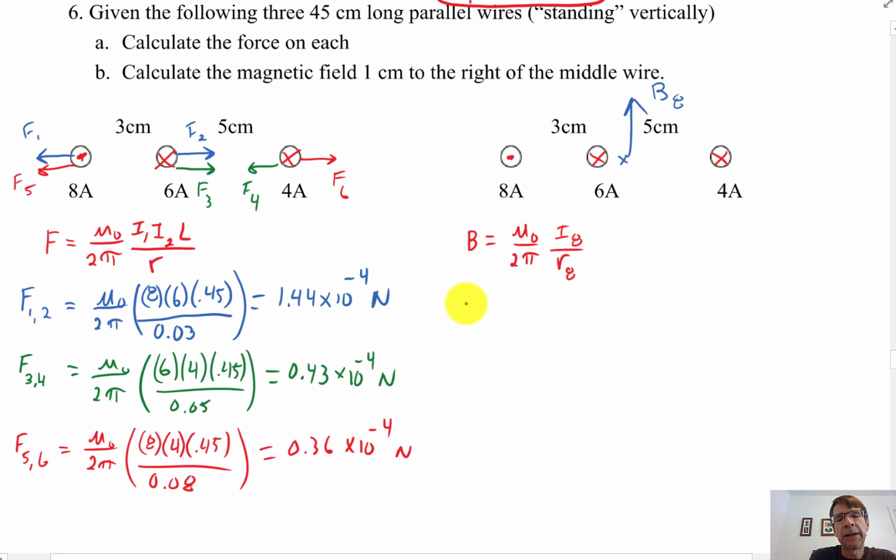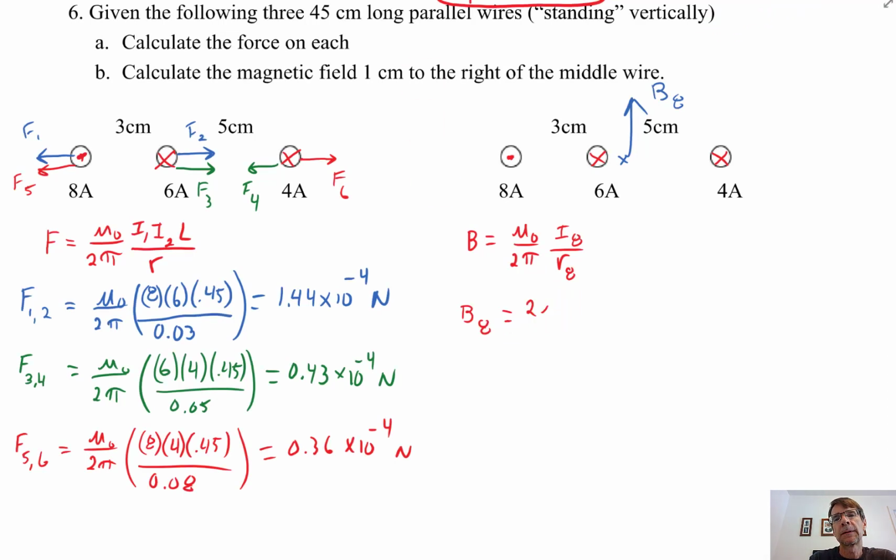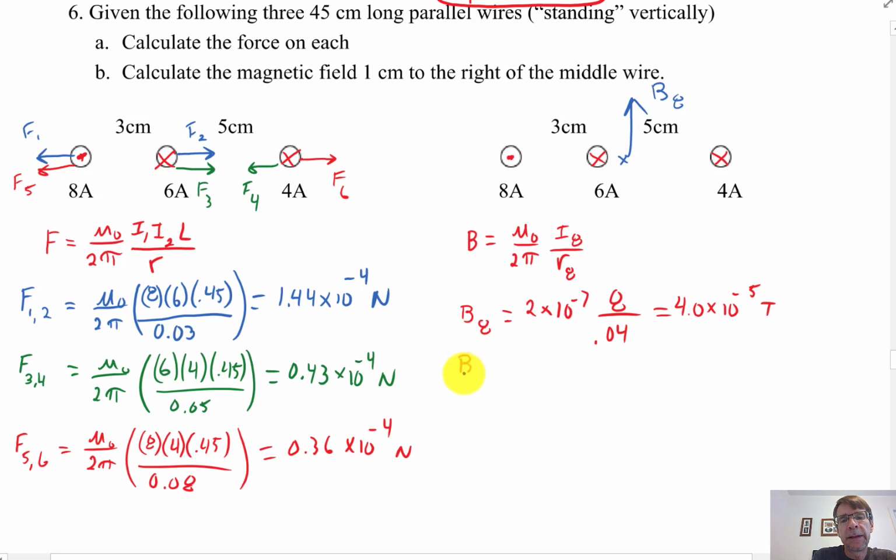So I'm going to call that B8. B8 equals 2 times 10 to the negative 7th times the current in the 8 amp wire, 8 amps, over how far I am, 0.04 meters. So the magnetic field from wire number 8 is 4.0 times 10 to the negative 5th Teslas. Then I'm going to do wire number 6.